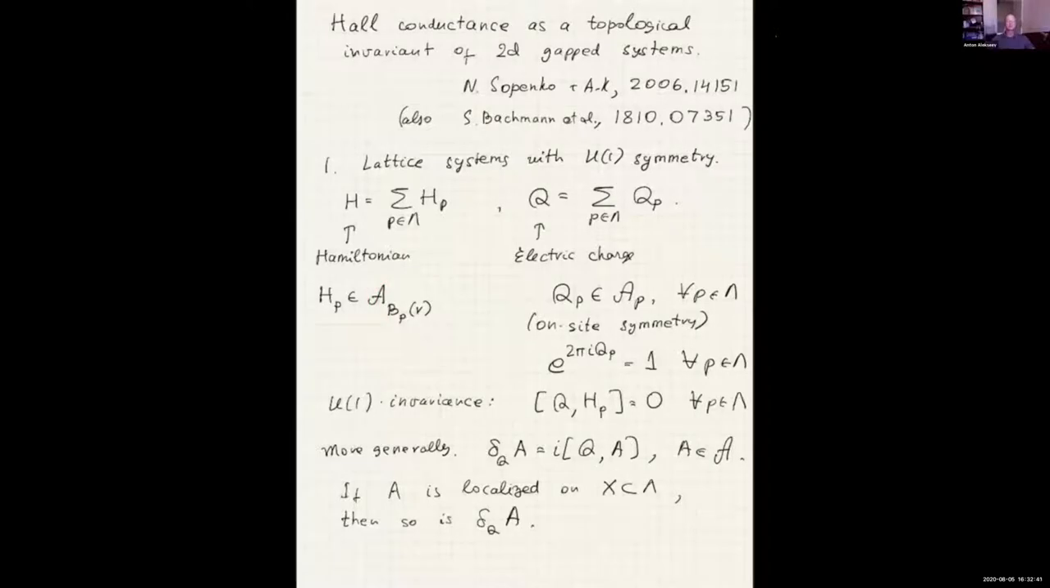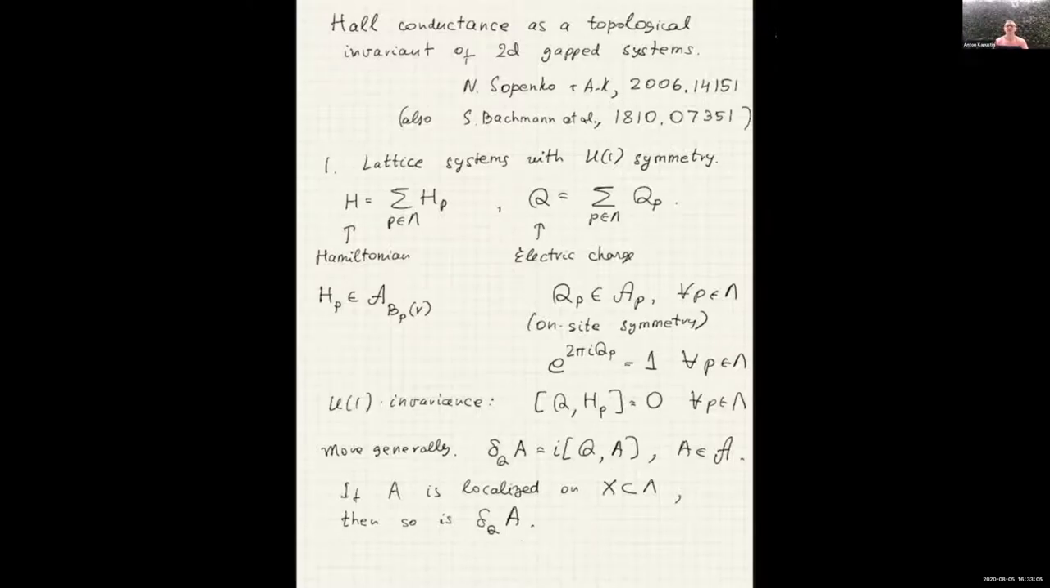Sorry for a naive question. So the Hall conductance, should it be two-dimensional? Yes. Well, for now the system is arbitrary, but in the beginning I'll just discuss U1 symmetry in a general context. Okay, thank you. And then I'll specialize to two dimensions. Many of the constructions can be made in a general context.